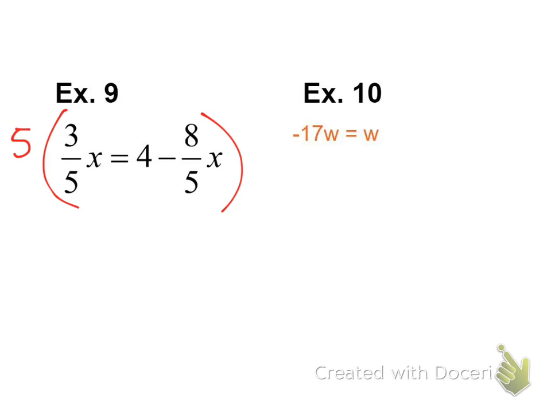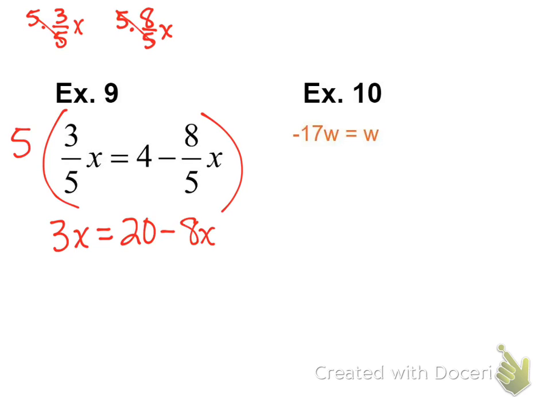Now I want you to be careful when you do that. If you take 3/5 x times 5, what happens to those 5s? They cancel out. And what are you left with? 3x equals 4 times 5, which should be the easiest part. 20 minus, if we take 8/5 x times 5, what happens to the 5s? They cancel out, and what are we left with? 8x.